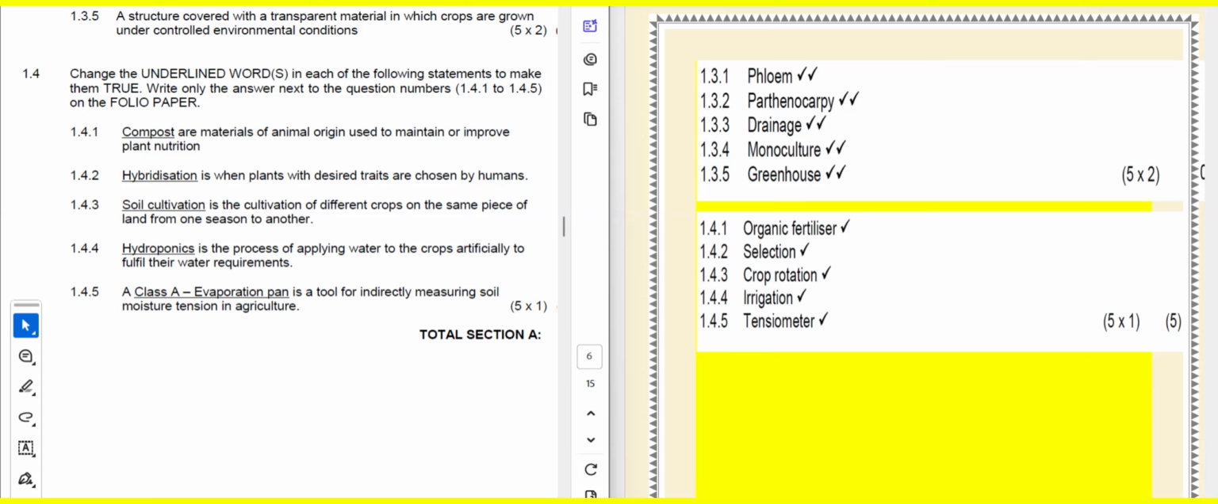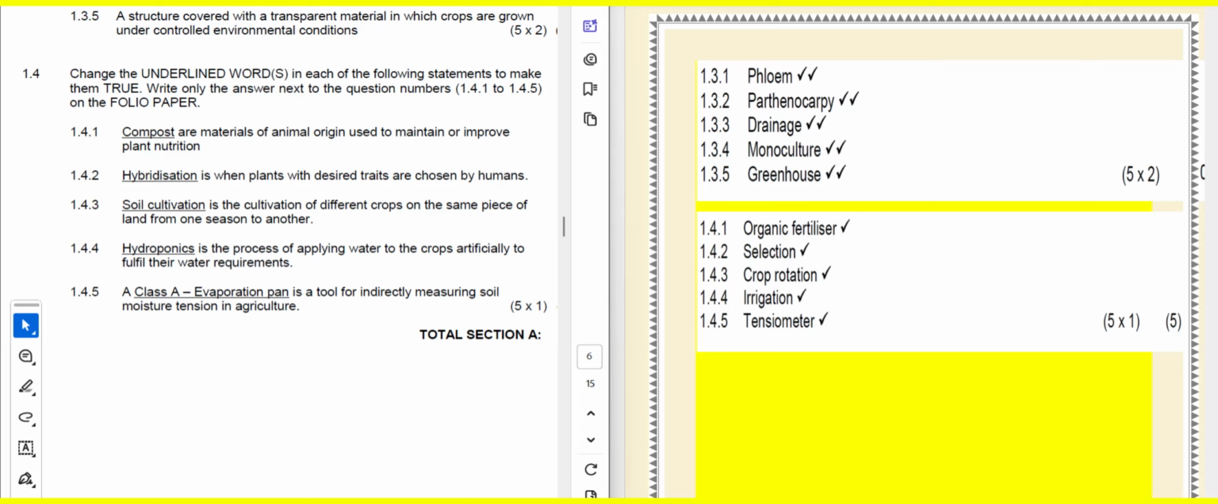1.4.4. Hydroponics is the process of applying water to the crops artificially to fulfill their water requirements. The correct answer is irrigation. Hydroponics is incorrect. The correct answer for this question is irrigation. Irrigation is the process of applying water to the crops artificially to fulfill their water requirements. Correct.